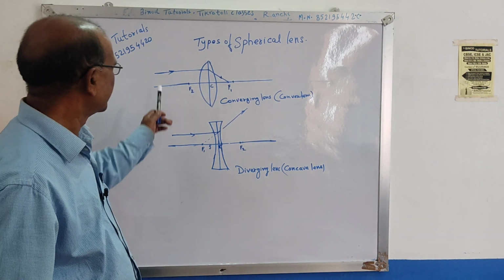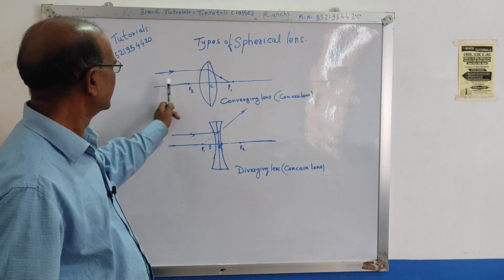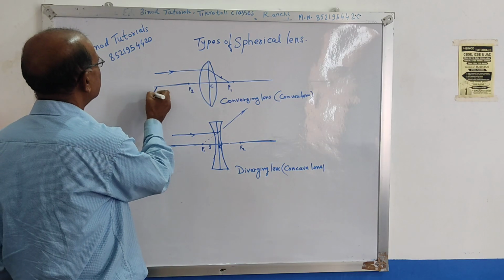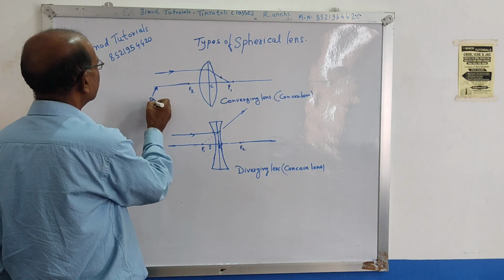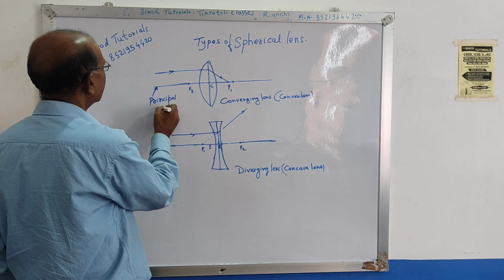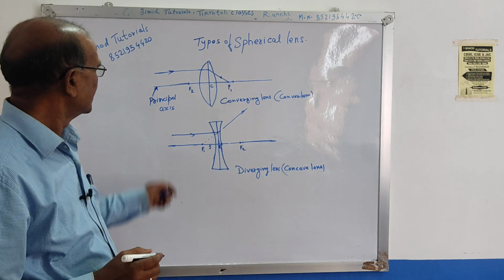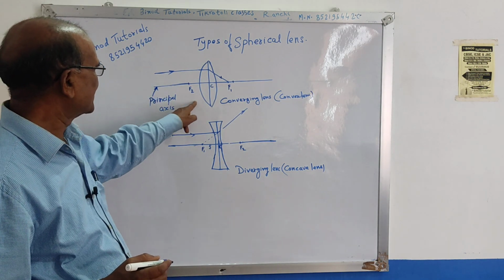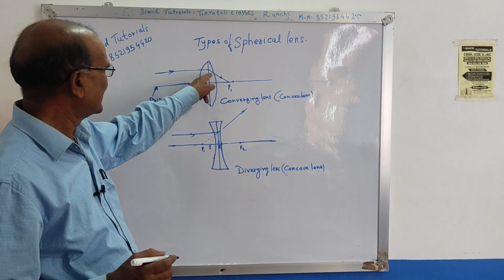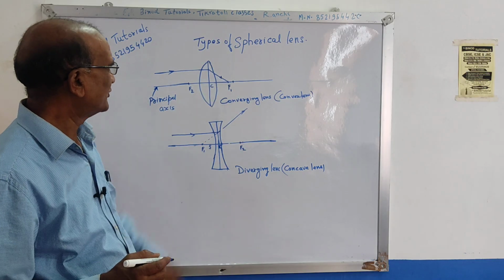देखिए, ये एक इंसिडेंट रे है। इंसिडेंट रे जो है पैरेलल टू प्रिंसिपल एक्सिस है, दिस इज कॉल्ड प्रिंसिपल एक्सिस। Principal axis of lens. So this ray is parallel to principal axis. Here this ray will get refracted and it will pass through F1.